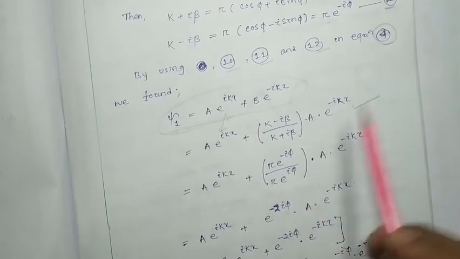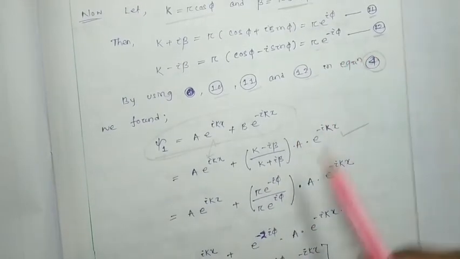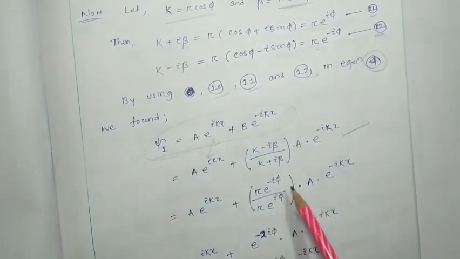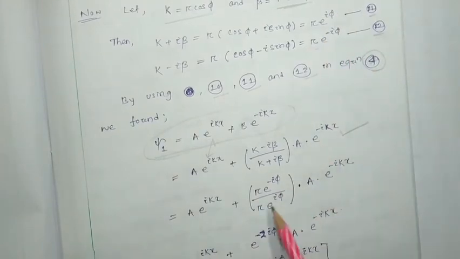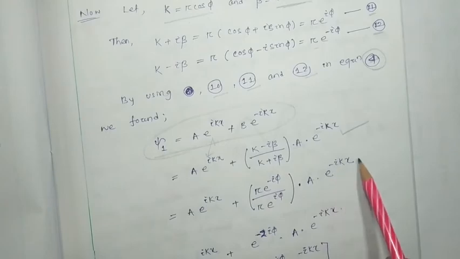Okay. k minus i beta, how much did we get? r e to the power minus i phi. r e to the minus i phi divided by r e to the i phi, because k plus i beta is nothing but r e to the i phi. So r e to the i phi into a into e to the minus ikx.